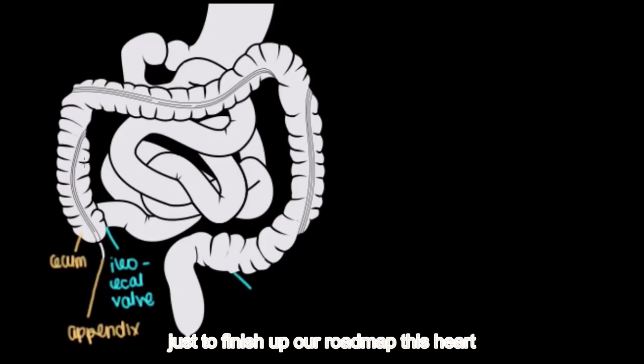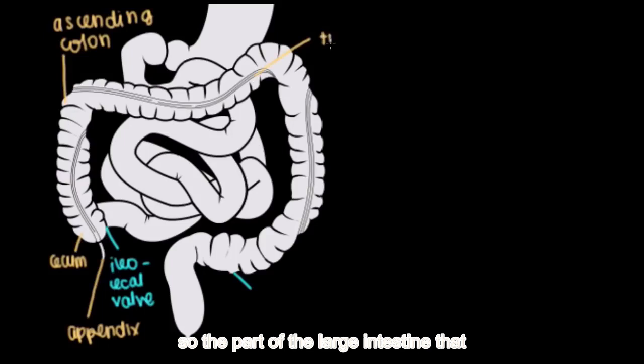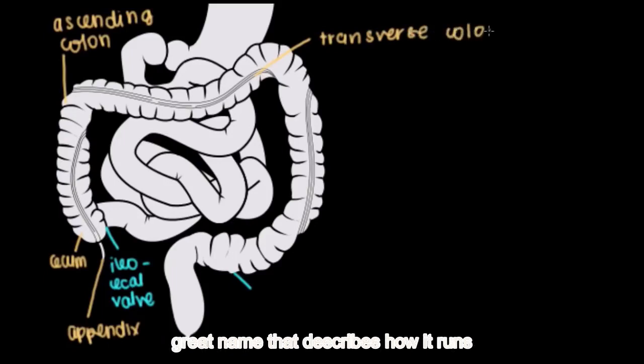And just to finish up our roadmap, this part of the large intestine as it ascends upwards is called the right colon, but most specifically we call it the ascending colon. This is the ascending colon, and it does exactly what its name suggests. It ascends upwards. It goes from the inferior point of your abdomen to a more superior point or above, and then we go this way. We run transversely, right? And so the part of the large intestine that continues on after the ascending colon is called the transverse colon. Another great name that describes how it runs, because it runs transversely.